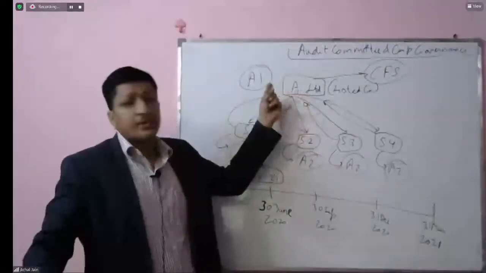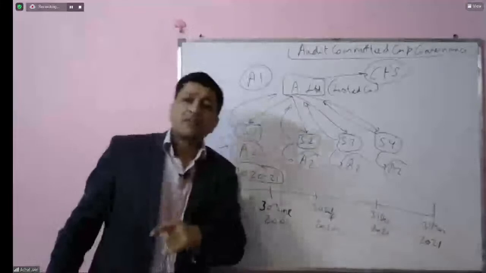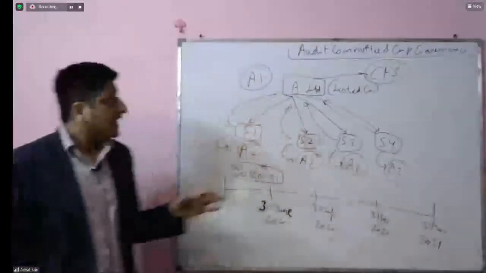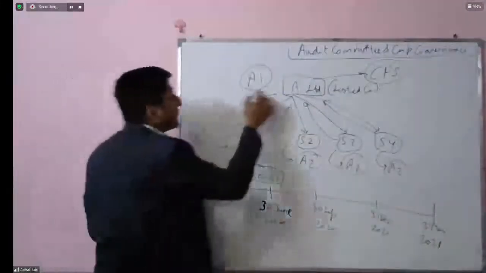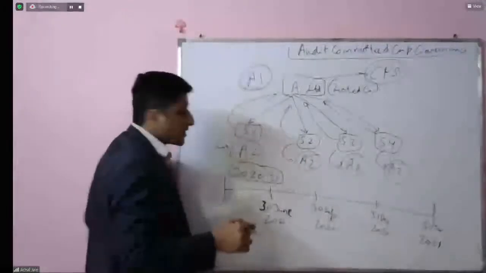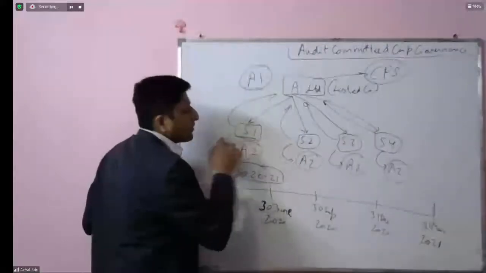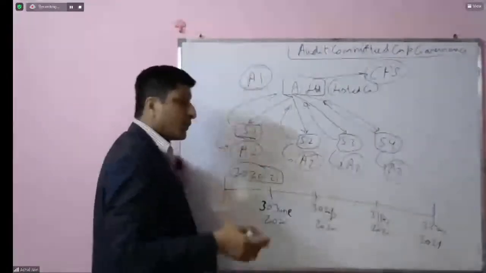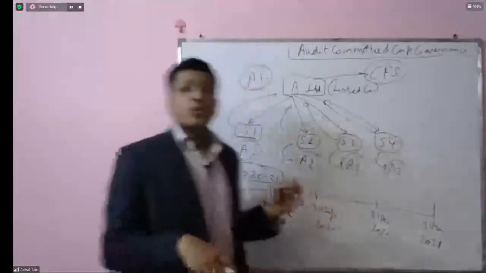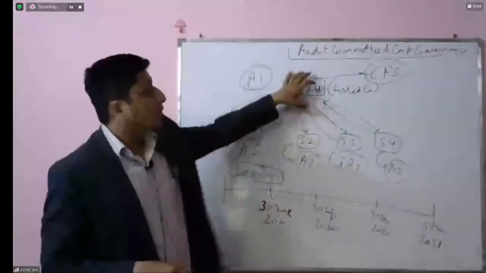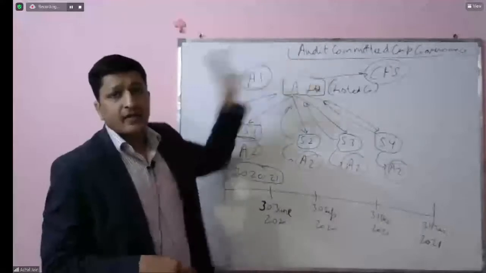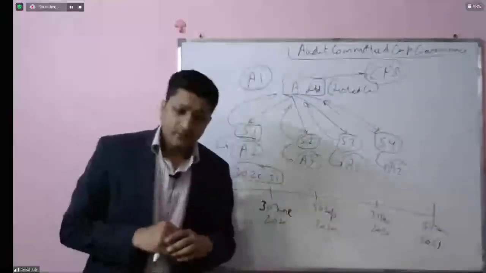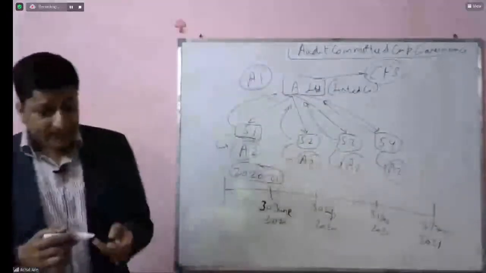Who is the auditor of A Limited? A1. So that's the requirement which is specified over here. It says that A1 will perform certain procedures around information of all of these subsidiaries for the purposes of consolidated reporting, which will be done by A Limited. Clear?